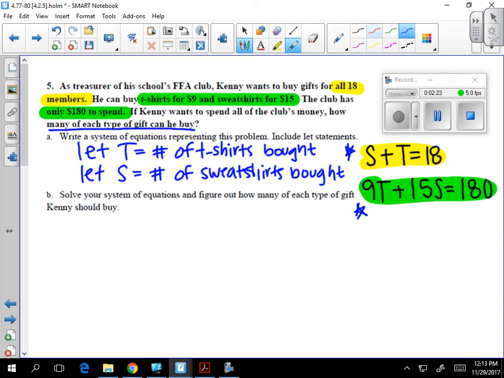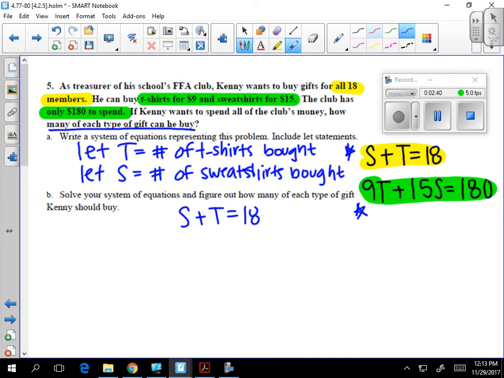So the second part is to actually solve the system of equations and figure out how many of each type of gift Kenny should buy. So I'm looking at my systems of equations, and both of the variables are on the same side. So I'm thinking that I would probably want to use elimination.